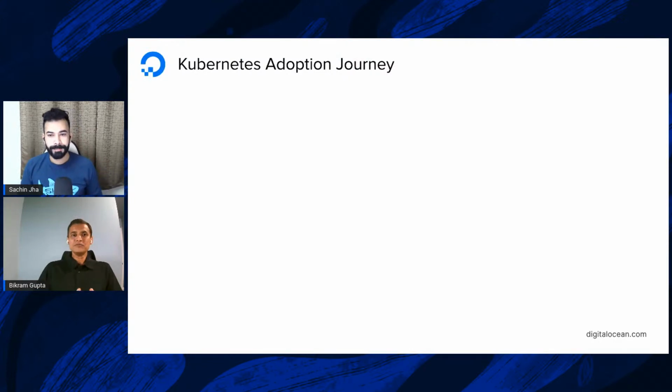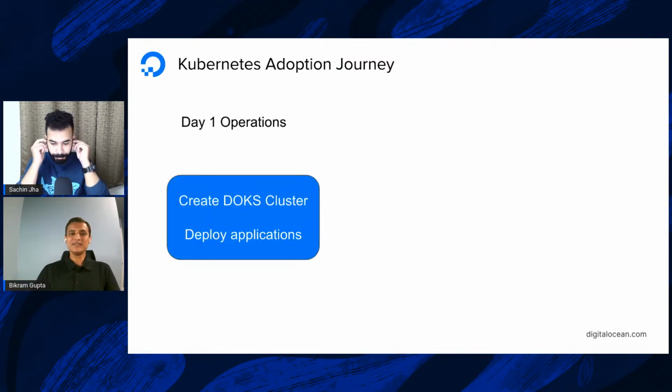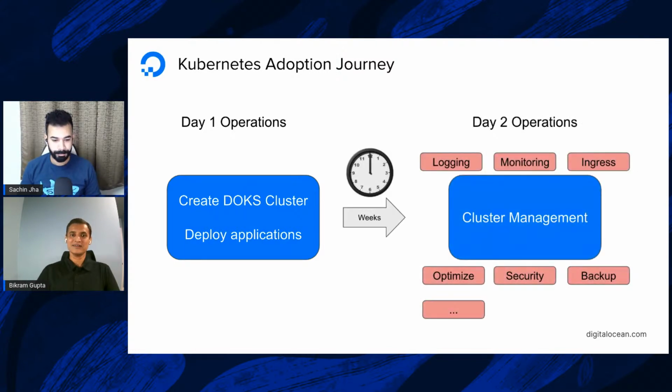When it comes to getting production ready, we like to think of it as day 1 and day 2. Day 1 is when you create your cluster. When you create your cluster, you have a vanilla Kubernetes cluster. It takes just 5 minutes. And then you still have to do a lot of things to actually deploy the applications in production.